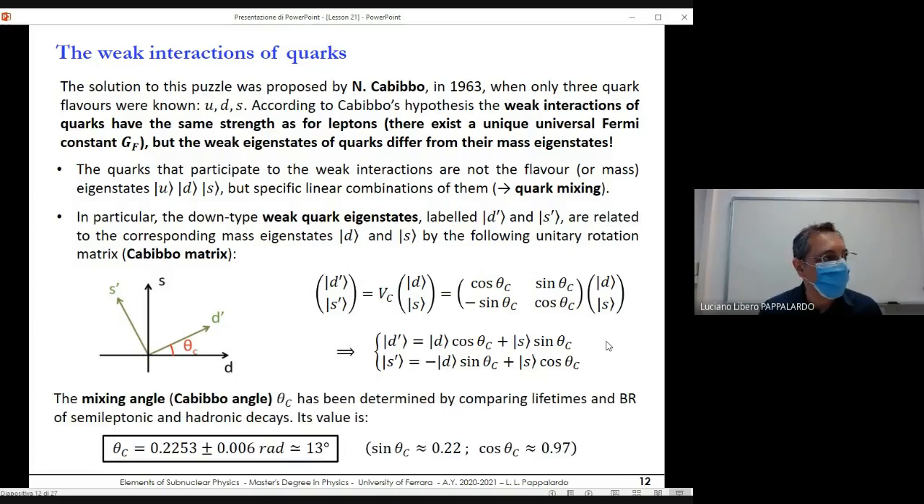What about this mixing angle? The mixing angle, or the Cabibbo angle, has been measured by comparing lifetimes and branching ratios of semi-leptonic and hadronic decays. Today we have a rather precise value, of the order of 0.22 radians, which corresponds to approximately 13 degrees. It is the level of mixing between the quarks. This tells you how quarks are mixed. So the sine of theta Cabibbo is 0.22, and the cosine is 0.97.